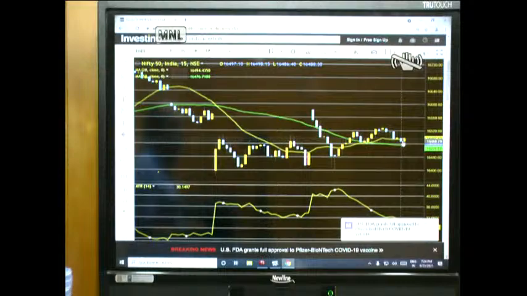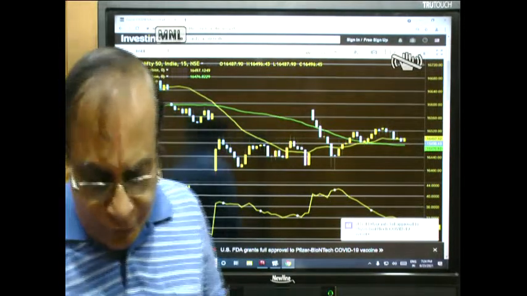Now we will look at the Bank Nifty also as an example, and then look at some other commodities also. So NSE Bank.